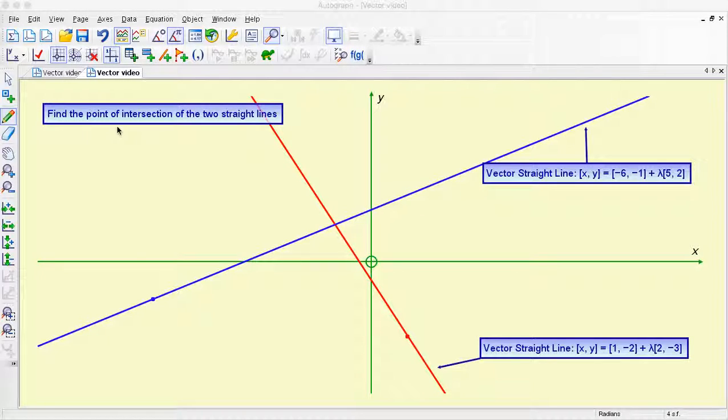In this video I want to find the point of intersection of these two straight lines. But each straight line is written as a vector equation, so I can see where they intersect or where they meet, and let's just call that P.